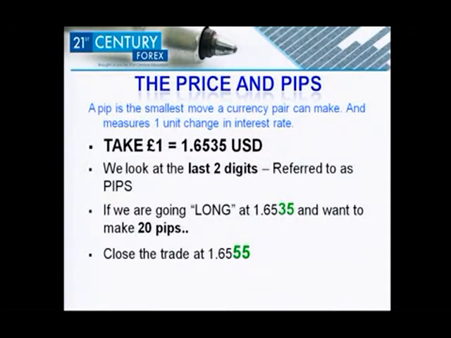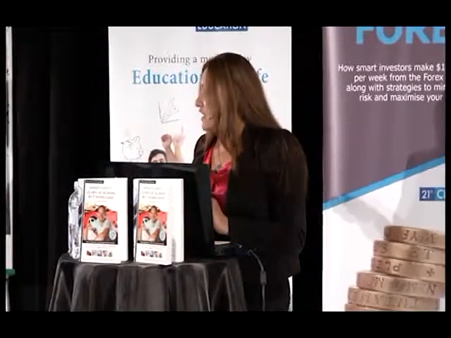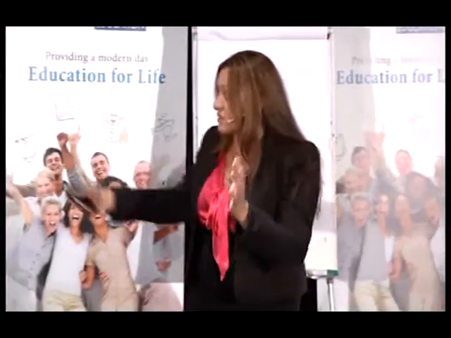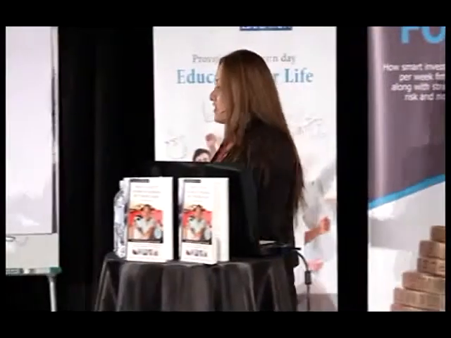Now, the pip is the smallest move that a currency can make, and it measures a one unit change in the actual exchange rate. So, for example, let's take £1, one British pound, and say £1 is equal to $1.65 US. We look at the last digits of a currency pair, and that's referred to as the pips, because it's written in decimal points. You'll have 2, 3, 4 decimal points after it. So the digits after the decimal point are known as pips.